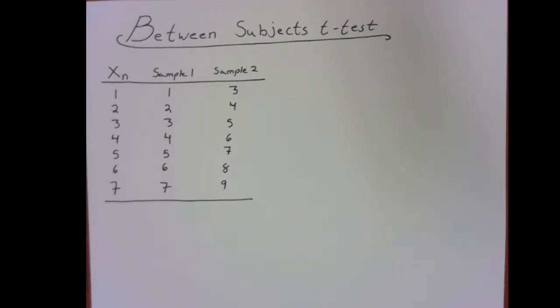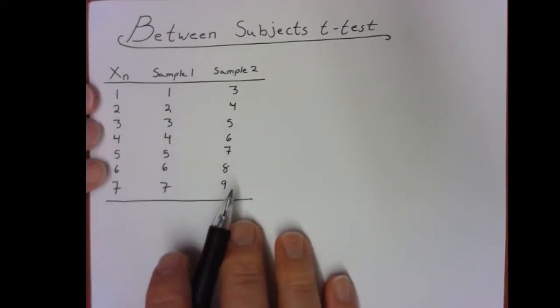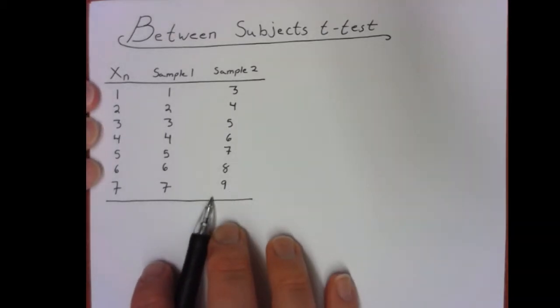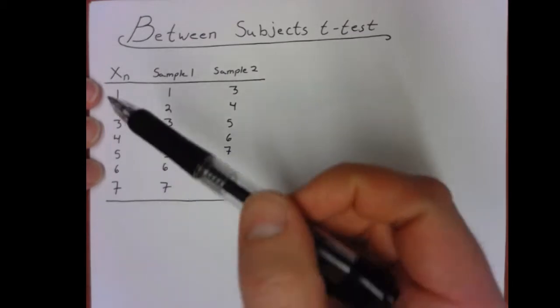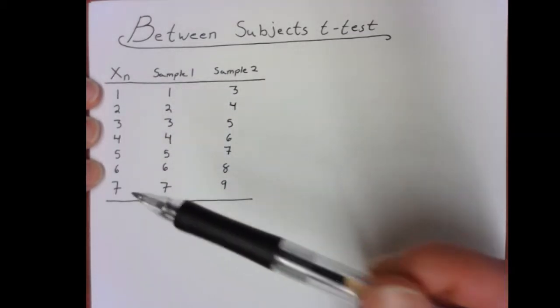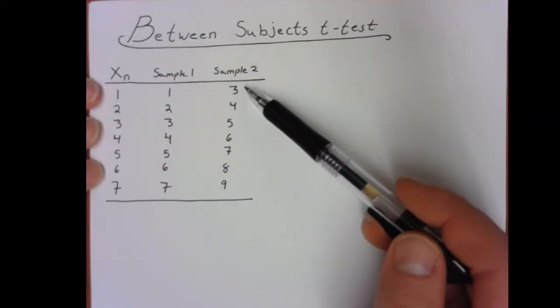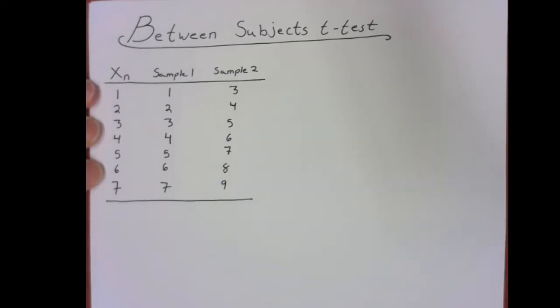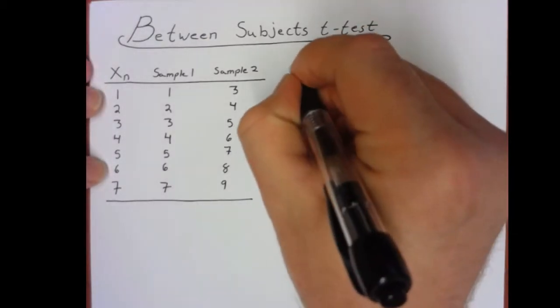So let's go through that. We're going to do it based on this made up data right here, where we have one sample, which corresponds to the numbers 1 through 7, and another sample, which is the numbers 3 through 9. So just a real quick, dirty, simple example. Okay. So the first thing that we need to do is state our hypotheses.